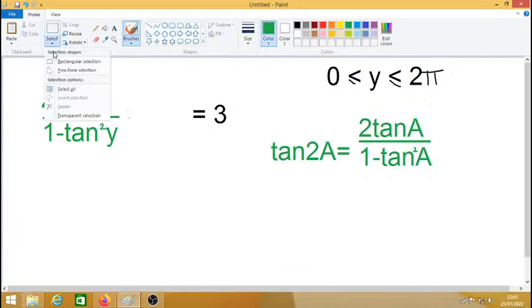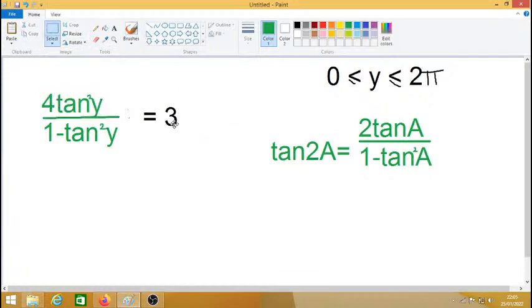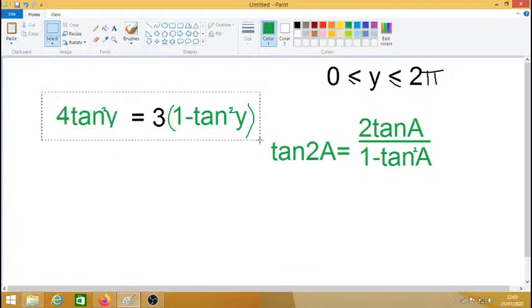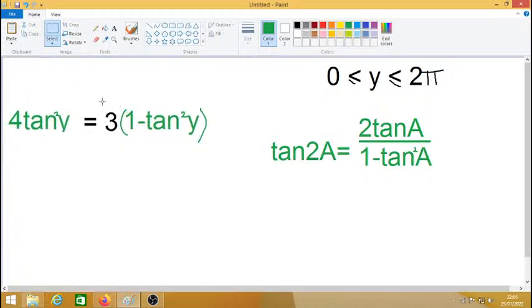And then if I just bring the equals 3 a bit closer, what we can do is take the denominator and move it to the other side. So I've got the 3 at the beginning and then the brackets afterwards. So you've got 3 times 1 minus tan squared y. Nothing underneath, so I can get rid of the division line. So I've got 4 tan squared y. And then here we just want to expand out the brackets.